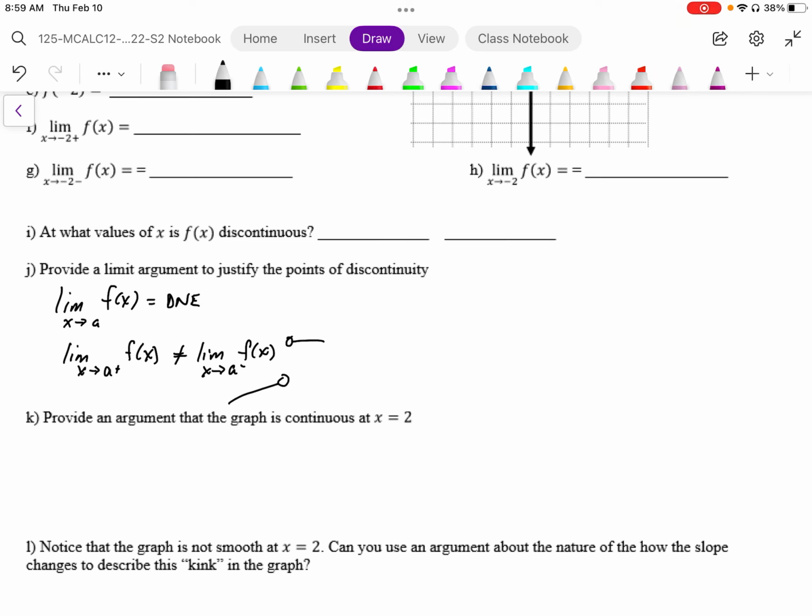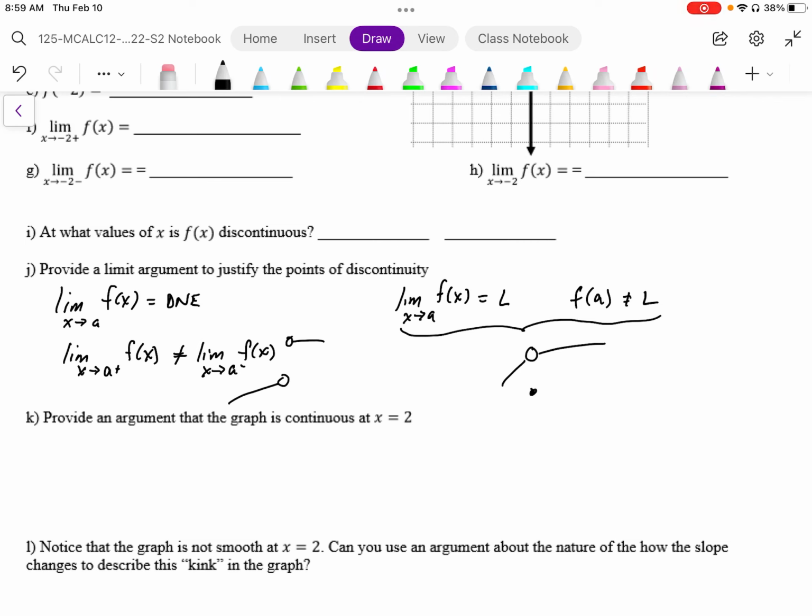We can also have discontinuities that look like this: the limit as x goes to a of f of x equals a limit. However, if f of a is not equal to the limit, these two together give us something that looks like this. The limit exists, but the actual coordinate doesn't exist in there. So that's a removable discontinuity.